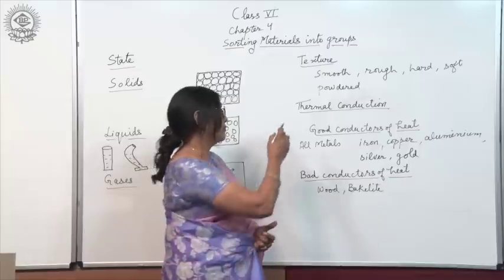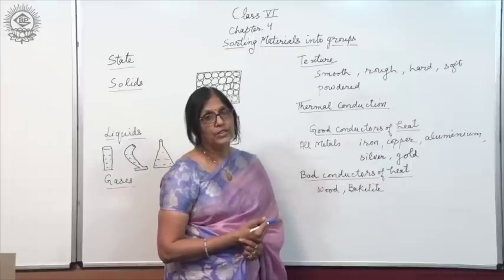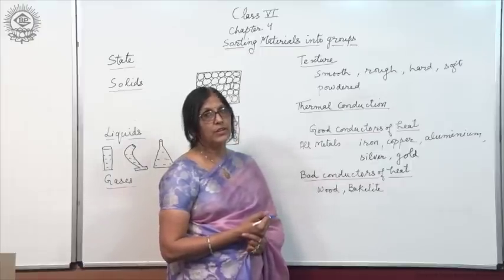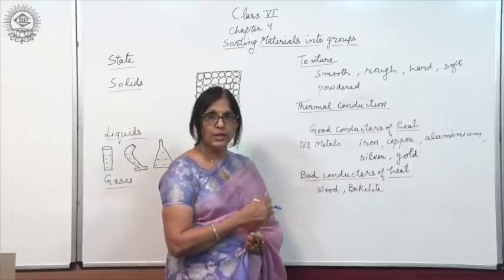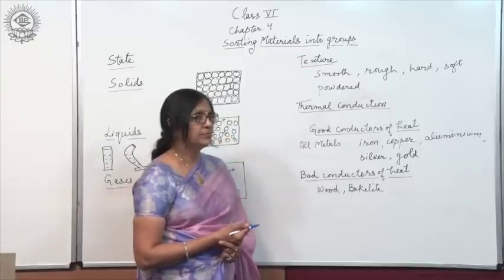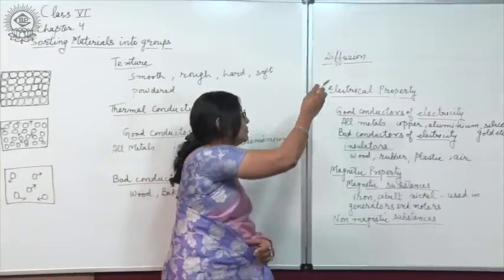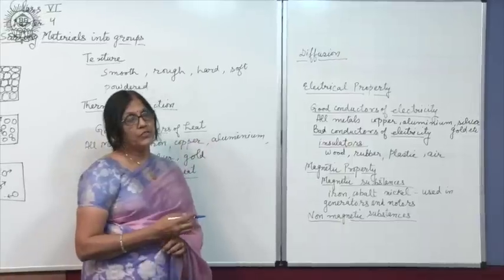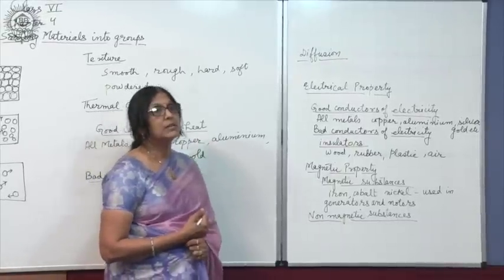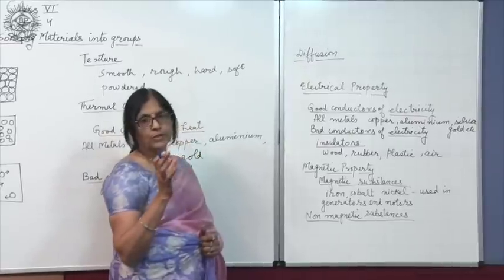So, this is also one of the properties, thermal conduction, on the basis of which materials can be classified into two classes, good conductors of heat and bad conductors of heat. Now, let us take another property, diffusion, on the basis of which we can classify the materials. Now, as you know, solids do not diffuse much.